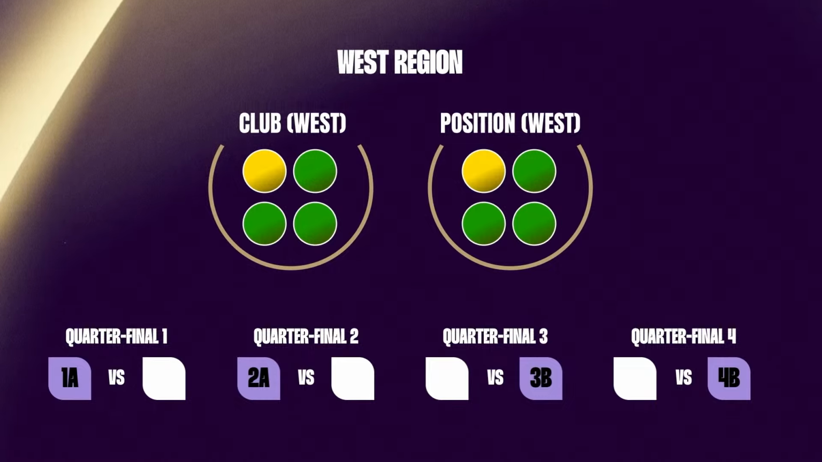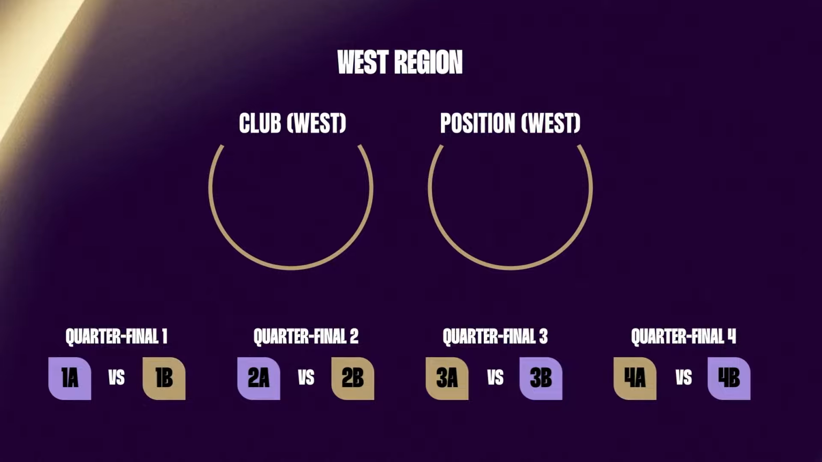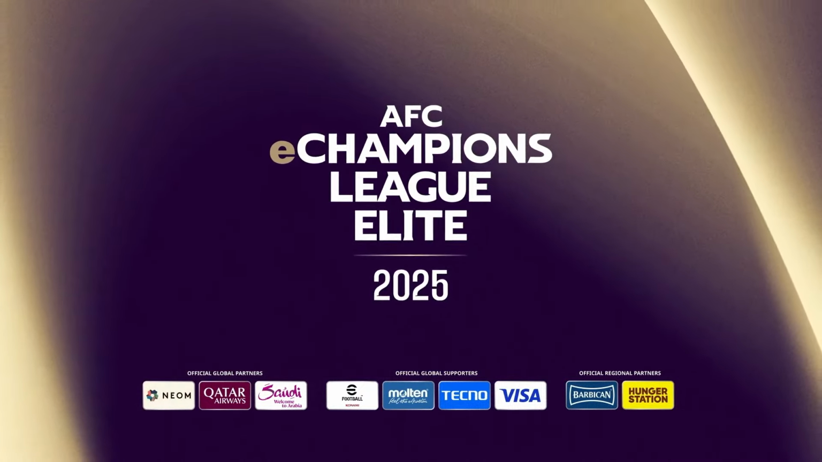The draw will commence with the highest seeded club of the league stage being drawn first. To confirm the position of the club drawn, 3A will be drawn from the position pot. 1 other club from the club pot will be drawn next. Subsequently, 1 ball will be drawn from the position pot to determine the position of the club drawn from the club pot. The same procedures shall apply for the remaining balls of the club pot and position pot until both pots are completely emptied. This shall conclude the draw for the AFC eChampions League Elite 2025.